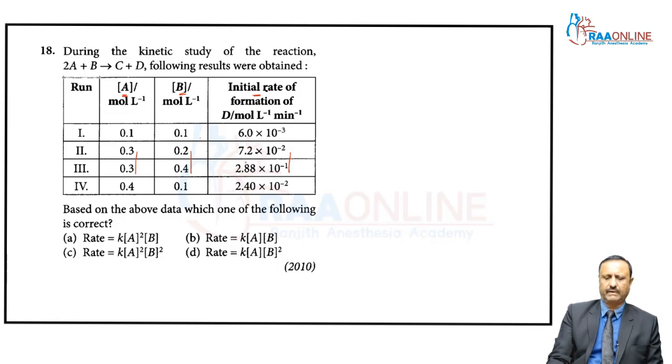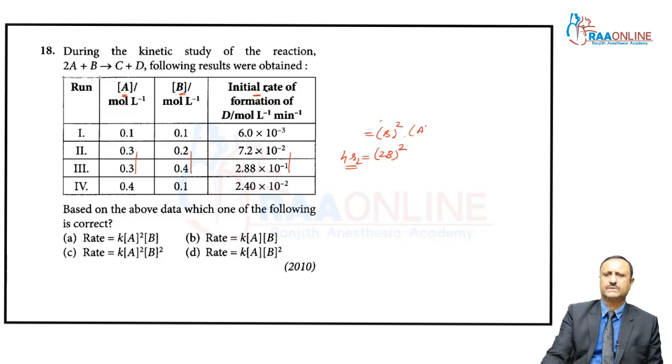When concentration doubles and the rate increases 4 times, it means for B it is a second order reaction. Why? Because when concentration is doubled, the rate increases 4 times, 2 twos are 4. So with the concentration of A constant, B concentration is doubled and the rate is increased by 4 times. So for B it is a second order reaction.